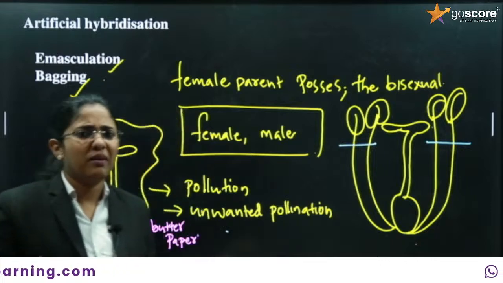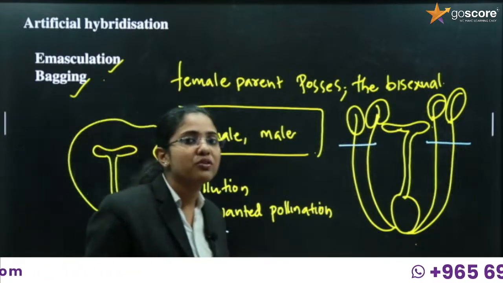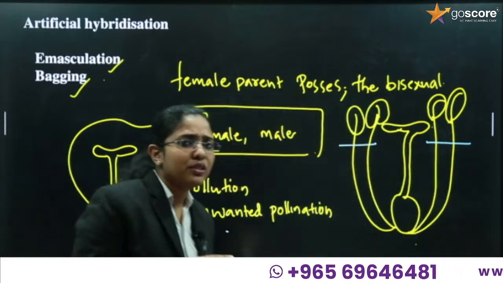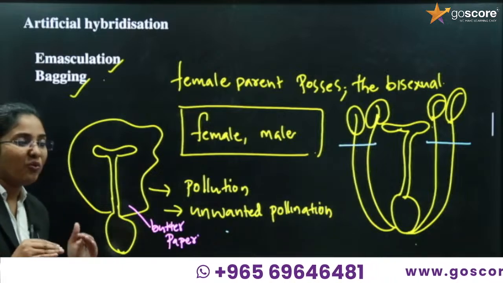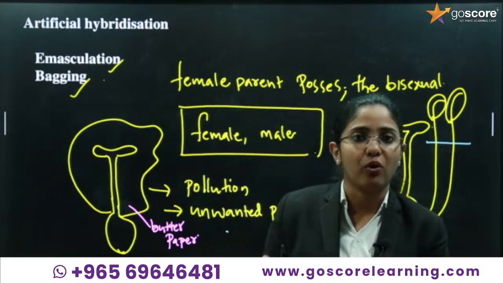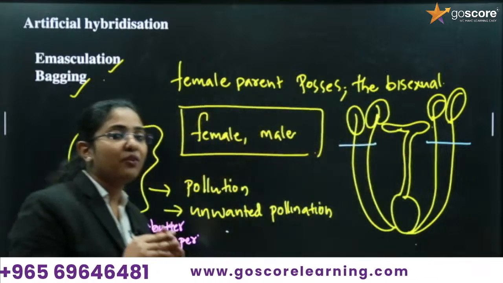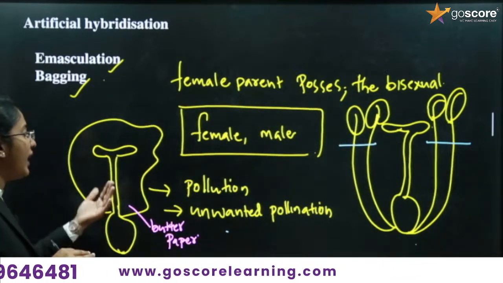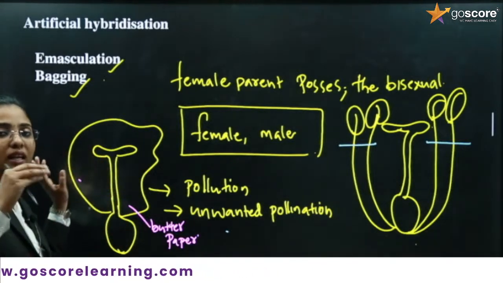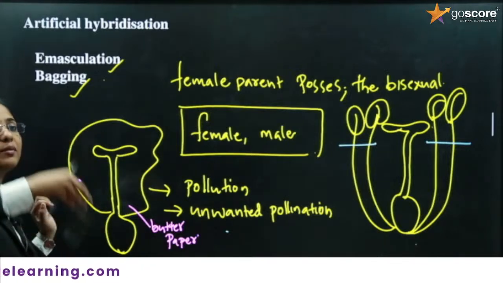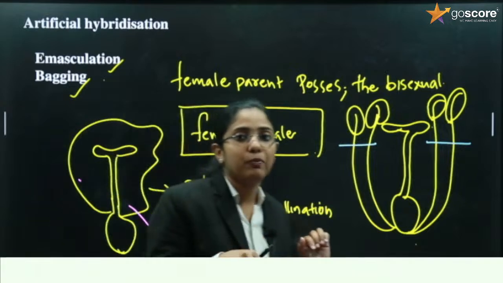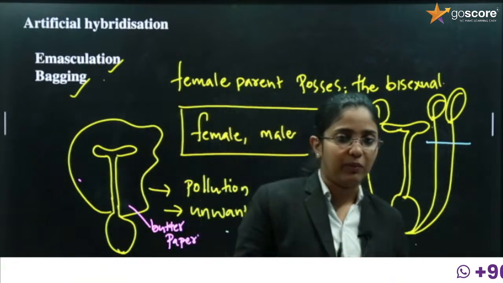What paper is it? Butter paper. Normally butter paper is used. Sometimes we will use cloth or a small plastic bag. That process is known as bagging. Why is bagging done? Bagging is done to prevent unwanted pollination. After it gets matured, we take out the butter paper and the stigmatic surface is free. Then the breeders will add the pollen grains so that pollination can be done. If pollination is done, fertilization will occur.